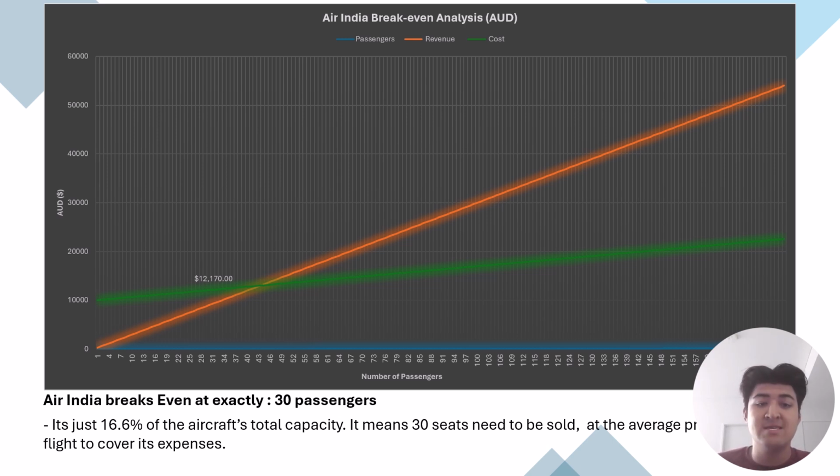What's powerful about this is that it transforms abstract numbers into something you can actually see. Instead of just trusting a formula, I can now show visually and numerically that for Air India, this break-even happens at exactly 30 passengers. It also lets me adjust inputs like ticket price, fixed cost, or variable cost, and immediately see how that shifts the break-even point. This interactivity is what makes the model not just informative, but actionable, a real decision-making tool.